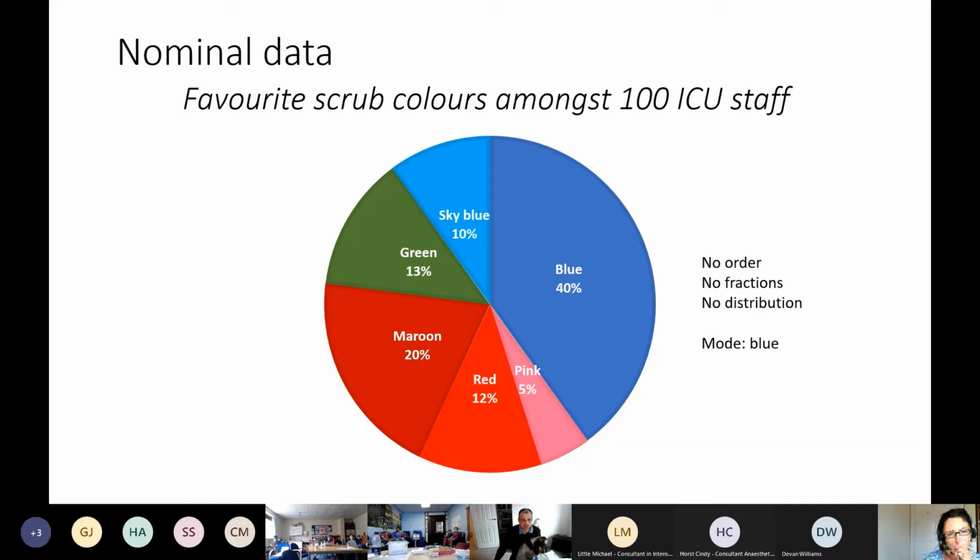The thing about this kind of information is that it has no order to it. As I said earlier, blue is not objectively better than red or maroon. You can't fractionate it, so you can't have a bit of blue and a bit of green in the scrubs. And it doesn't have a distribution. This is where the average mode comes in, and mode is how you describe the average for this kind of information. There aren't really any useful statistical tests, certainly in clinical use, for comparing modes. Well, we'll come on to that.